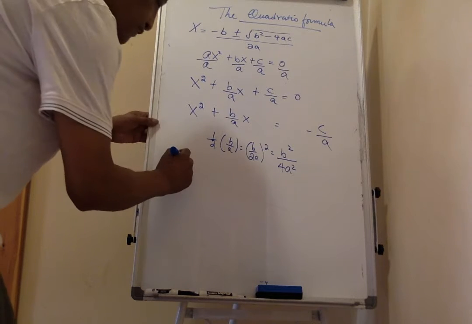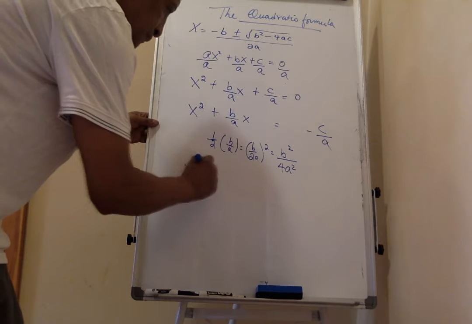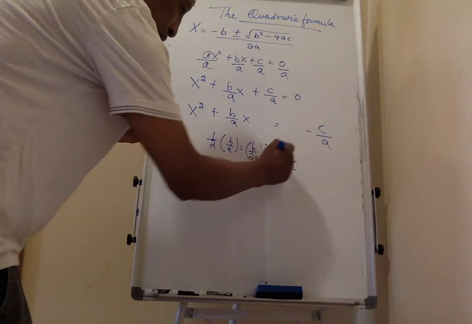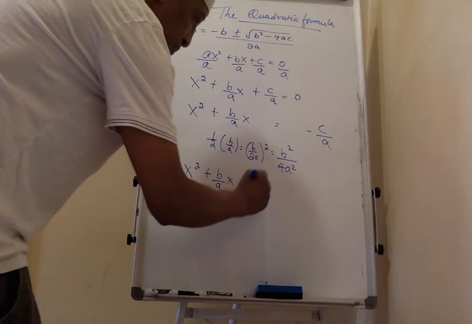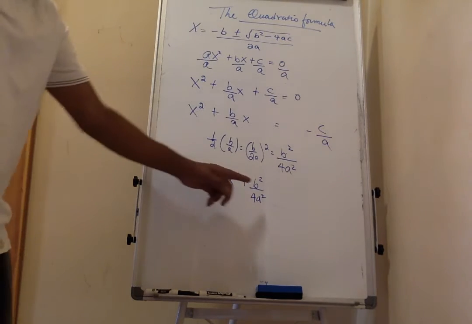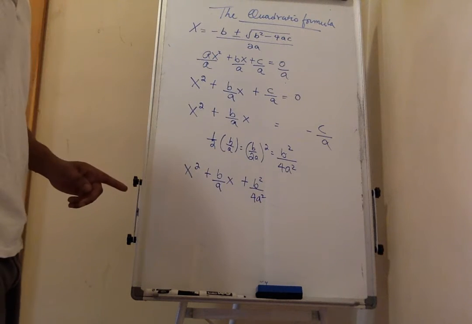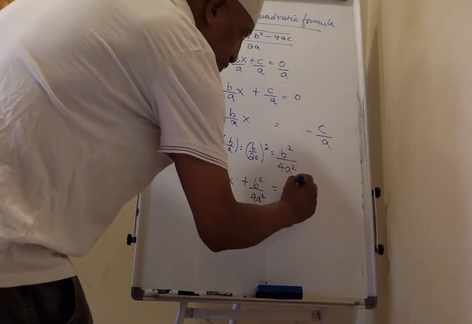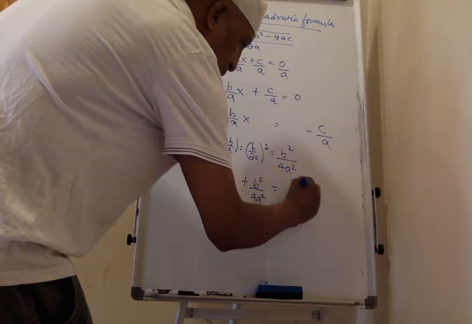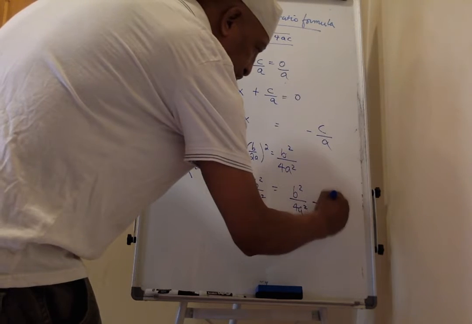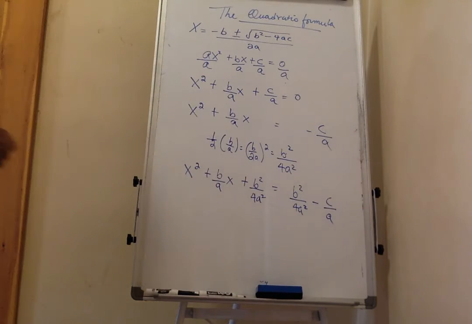So I'm going to rewrite this again. x squared plus b over a x, now our last term, which is b squared over 4a squared. Since this is a new item, then we have to add it to minus c over a as well. So this will be b squared over 4a squared minus c over a. Okay?